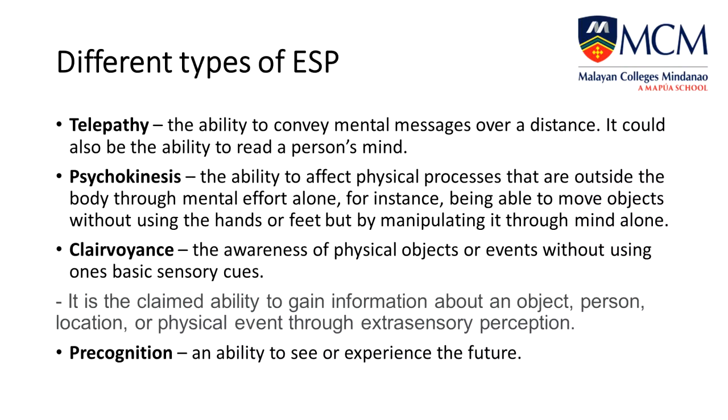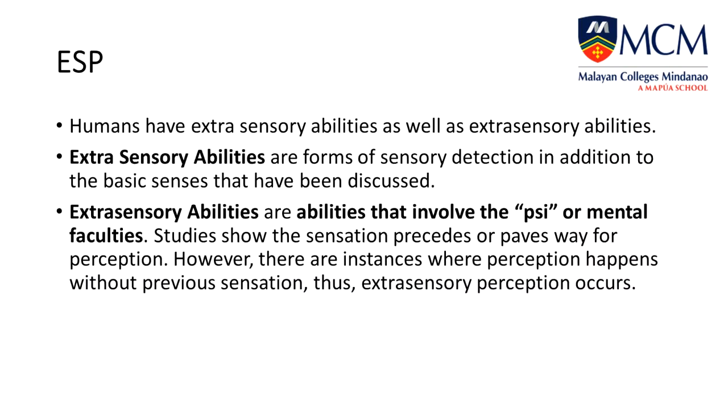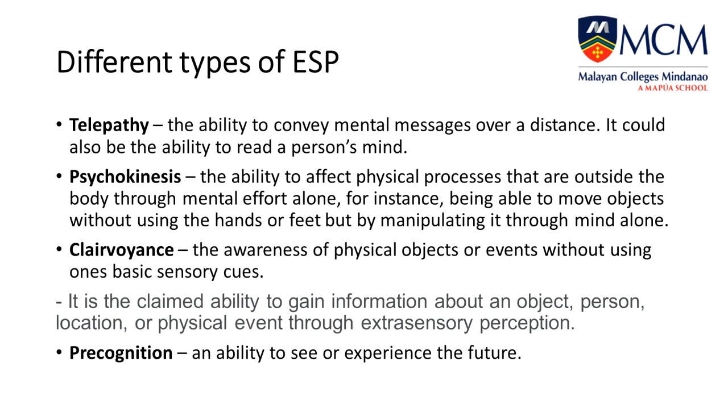Different types of extrasensory perception abilities are telepathy, the ability to convey mental messages over a distance. It could also be the ability to read a person's mind. So for psychics, they are known to have this ability, telepathy, or they are known to be telepaths, to read what is in the other person's mind.